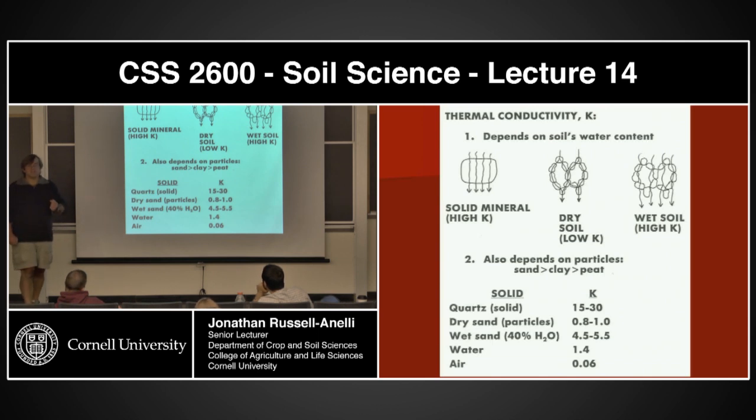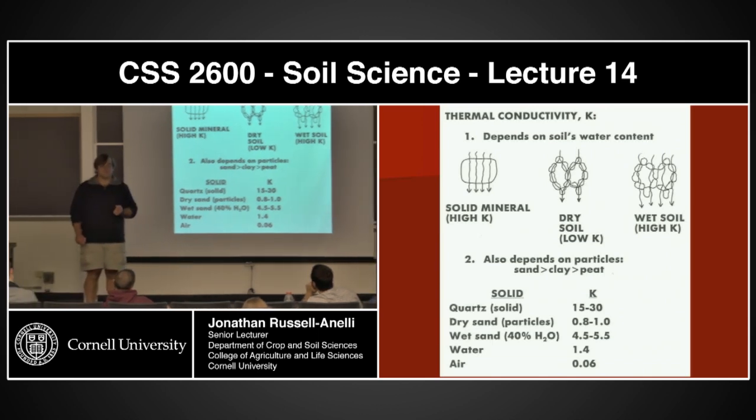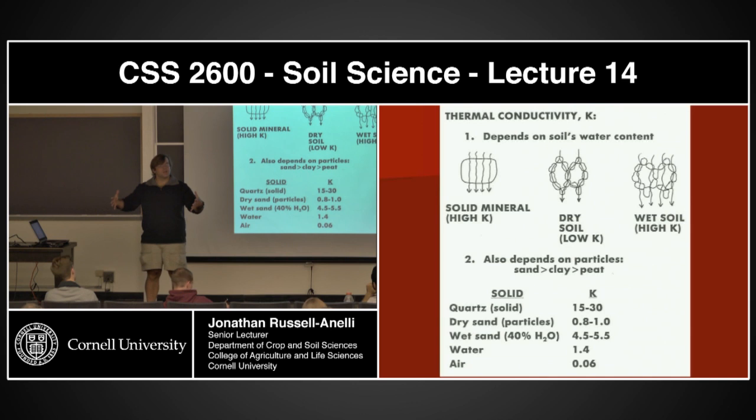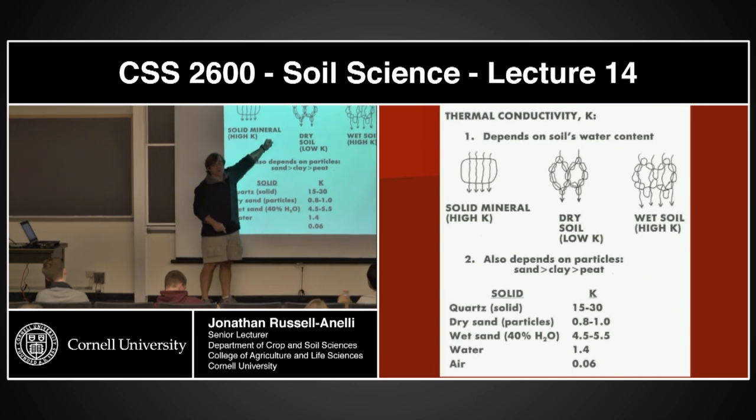K is the thing that we really should be concerned about right now. We can understand if I have a temperature gradient, that makes sense. And we can certainly imagine that the size of the object is going to have a huge impact. But let's think about how fast this object can actually conduct that heat. And it really depends on the soil's water content.